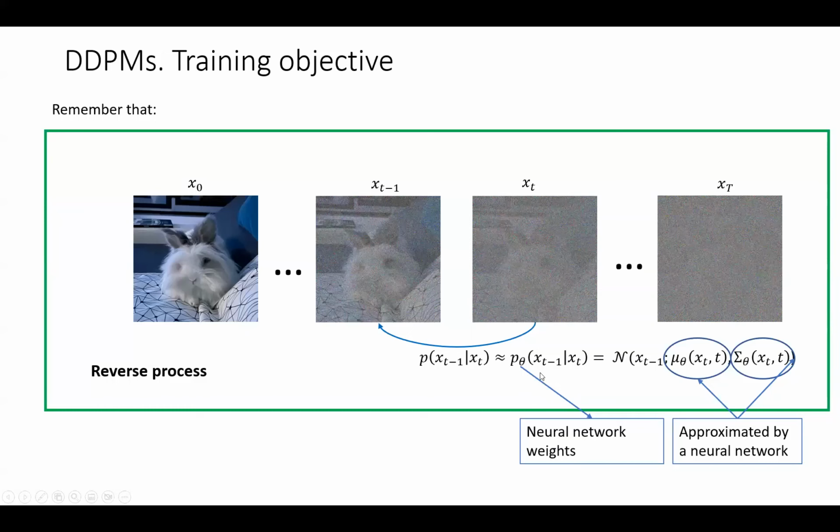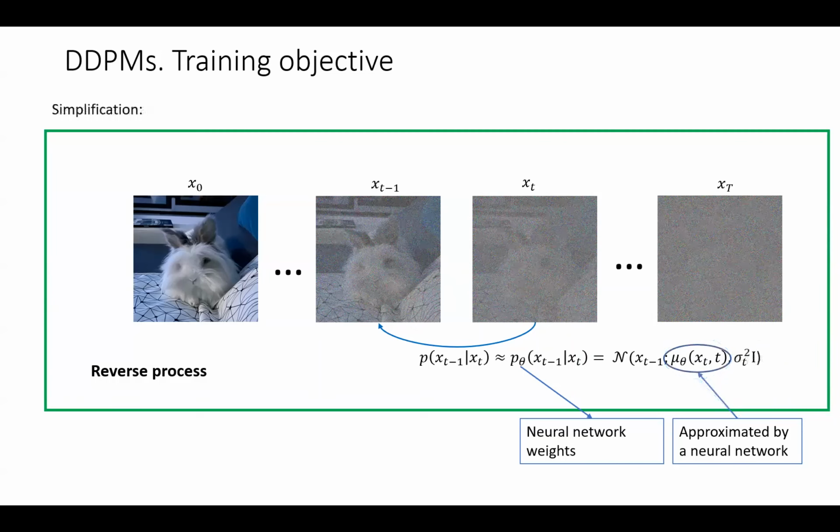As you know, when we train the neural network, we want to find the parameters of the network. This neural network will model the normal distribution, and a normal distribution has these two parameters, the mean and covariance. We want to estimate those from the neural network. So that's where the learning comes in.